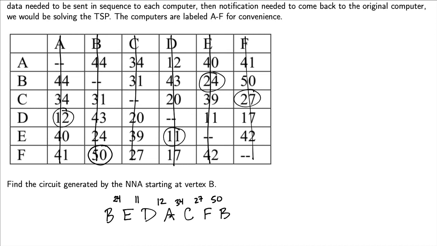So this circuit here is the circuit that's produced by the nearest neighbor algorithm, starting at vertex B. And if we were asked for the weight of that circuit, we would just need to add these numbers together. We're not asked for that in this problem, so I'm not going to worry about actually adding those.